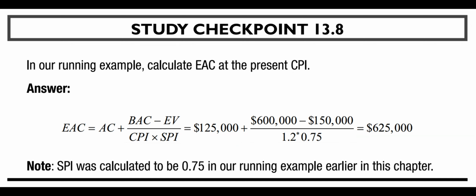Study checkpoint 13.8. In our running example, calculate EAC at the present CPI and SPI. Answer. EAC = AC + (BAC - EV) / (CPI * SPI) = $125,000 + ($600,000 - $150,000) / (1.2 * 0.75) = $625,000. Note, SPI was calculated to be 0.75 in our running example earlier in this chapter.